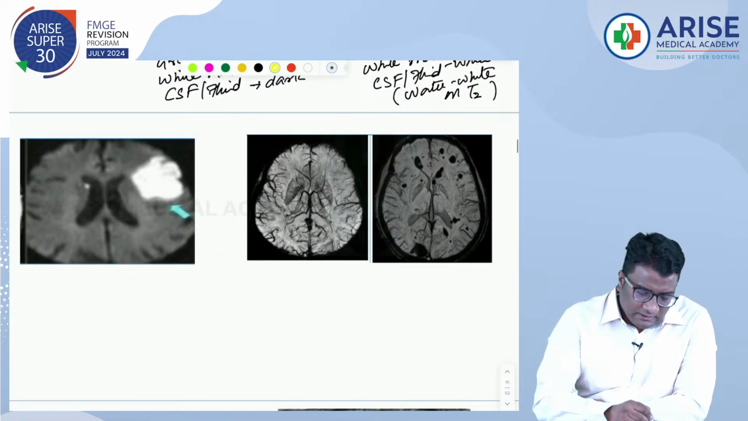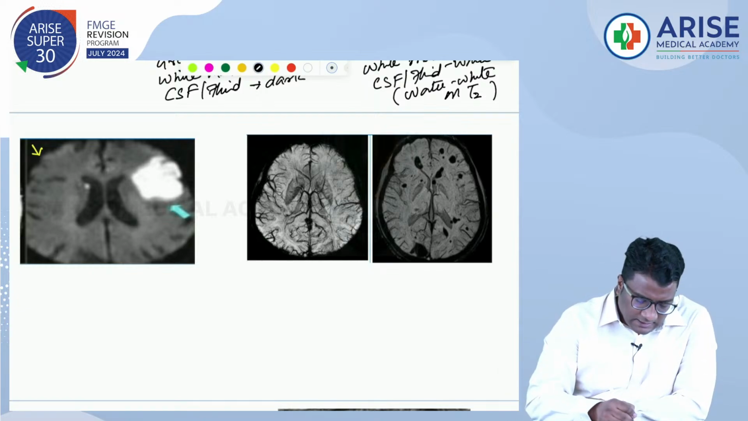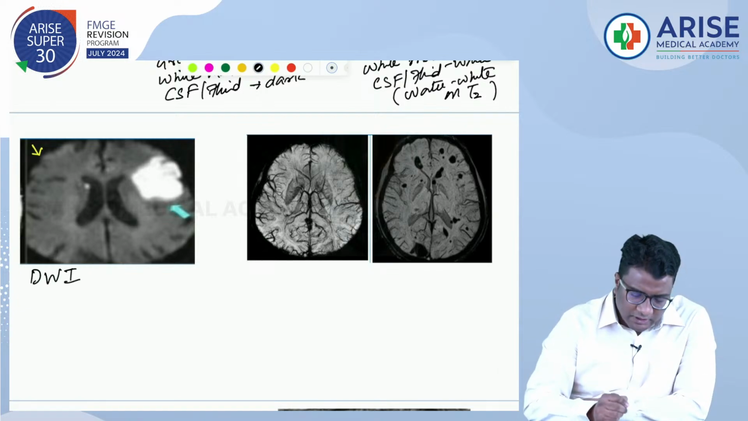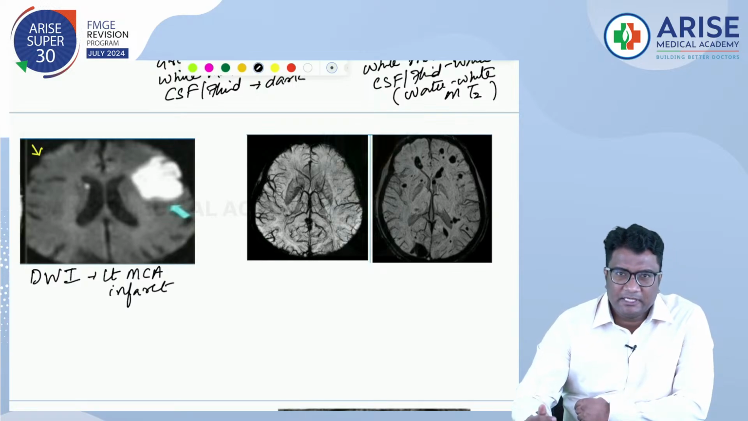Now you can see here. Can you see any soft tissue here? No, right? So this is a classic diffusion weighted imaging. And what is it showing? This is showing a left MCA infarction. Left MCA infarct, a light bulb appearance in the left MCA territory.